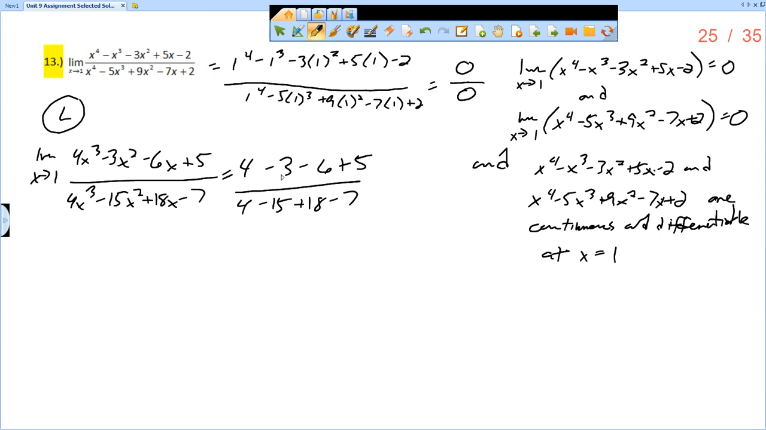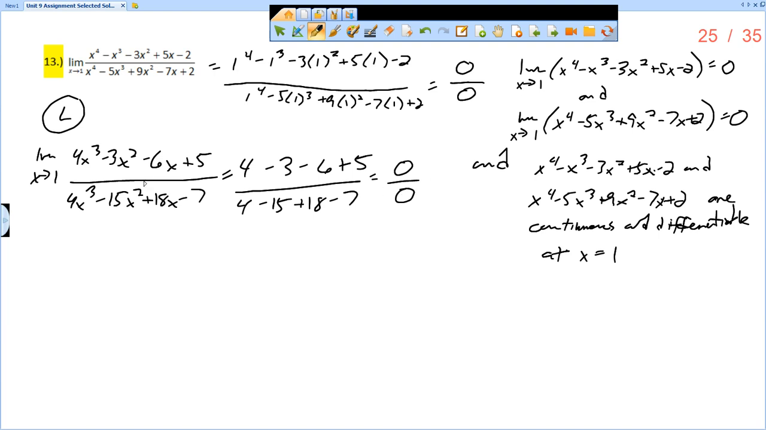So 4 minus 3 is 1. 1 minus 6 is negative 5. Negative 5 plus 5, of course, is 0. And then 4 minus 15 is negative 11, plus 18 is 7, minus 7 is, of course, 0. And so then, of course, L'Hopital's rule would apply again.